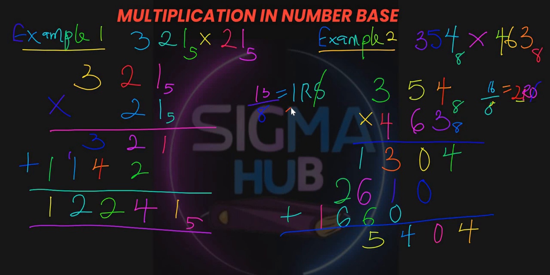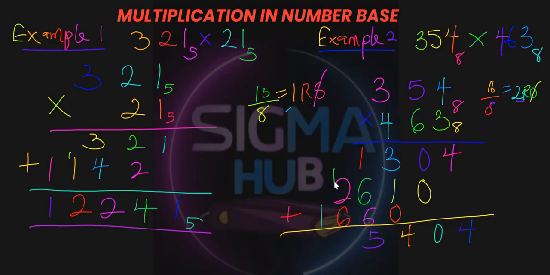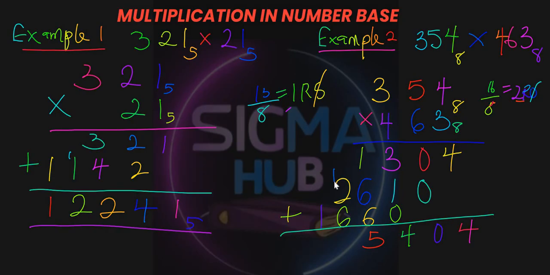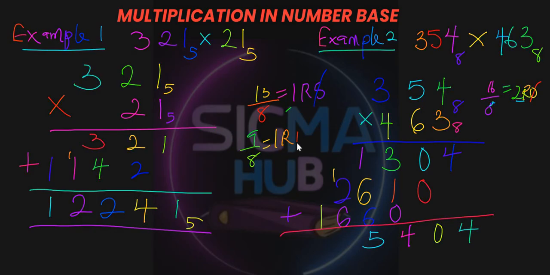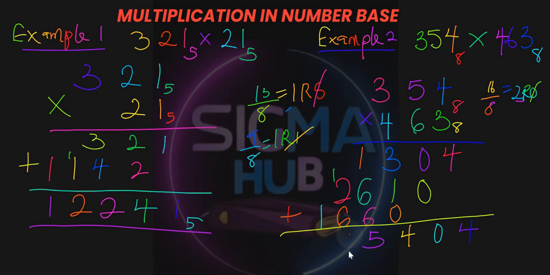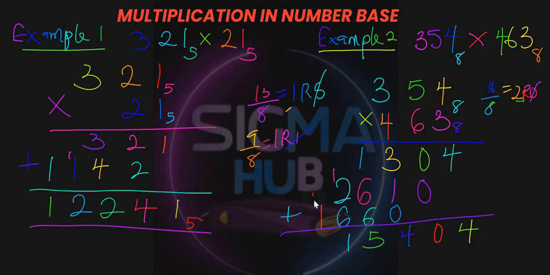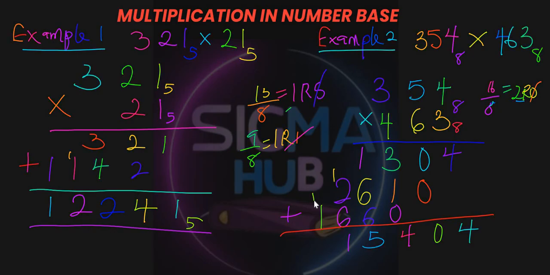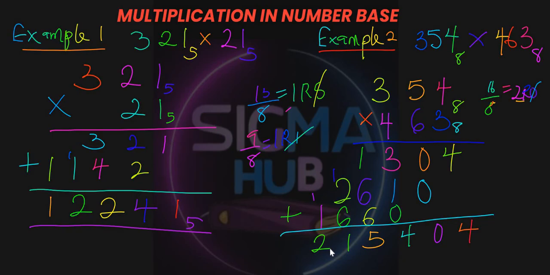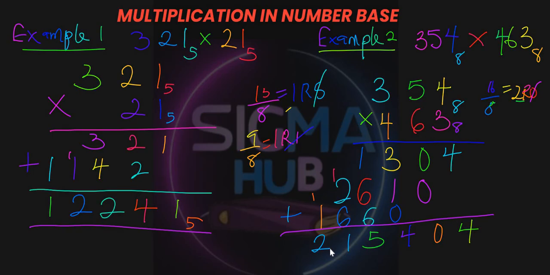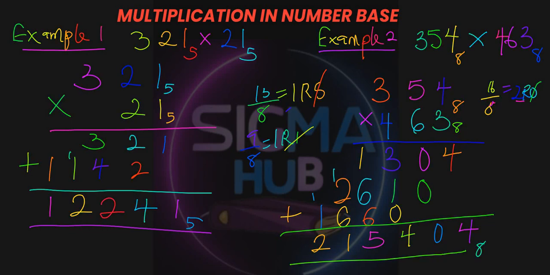Then I keep 1. So I will add the 1 to 2 here, which becomes 3. 3 plus 6 is 9. I cannot write 9 in base 8. So we have 9 divided by 8. That's 1 remainder 1. Of course, I'm going to write the remainder, which is 1. And I keep 1. So the 1 that I have kept is going to be added to the last one here. 1 plus 1 is 2. So the final answer is 215404 in base 8. And that's how you go about this.